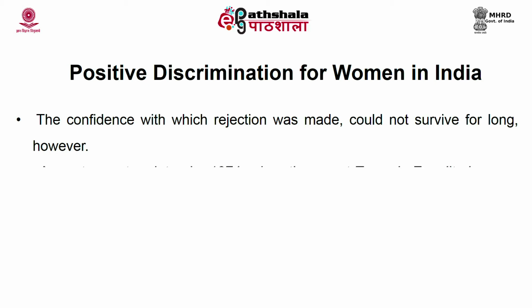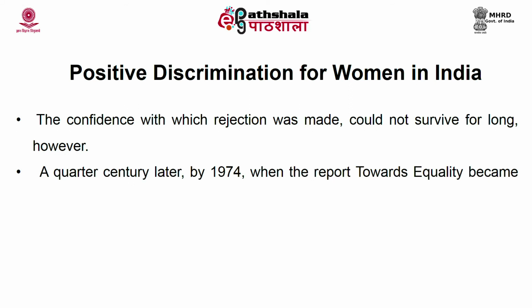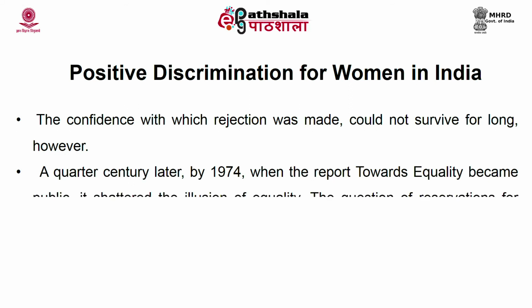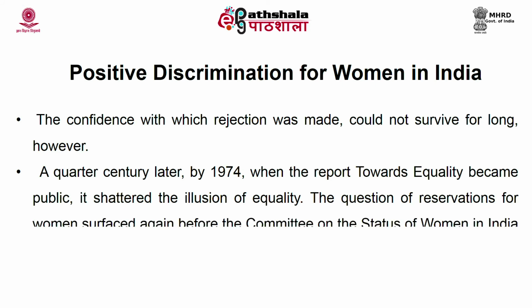A quarter century later, by 1974, when the report Towards Equality became public, it shattered the illusion of equality. The question of reservations for women surfaced again before the Committee on the Status of Women in India, CSWI. Opposition to the question of reservations for women came on similar counts as earlier. However, the report was an eye-opener and revealed the gross underrepresentation of women in all counts of life.